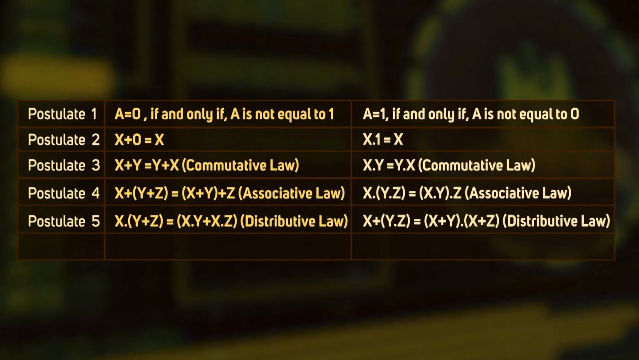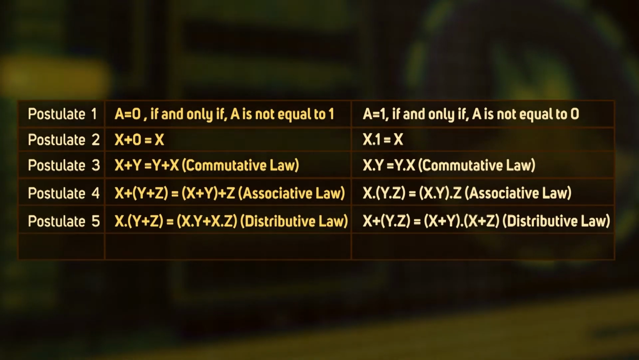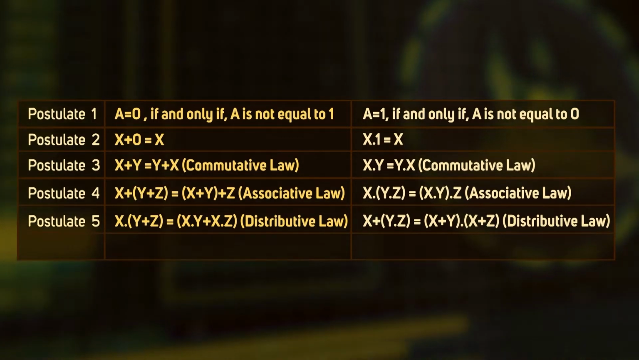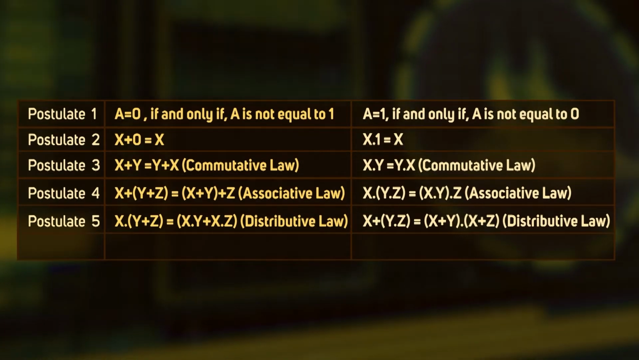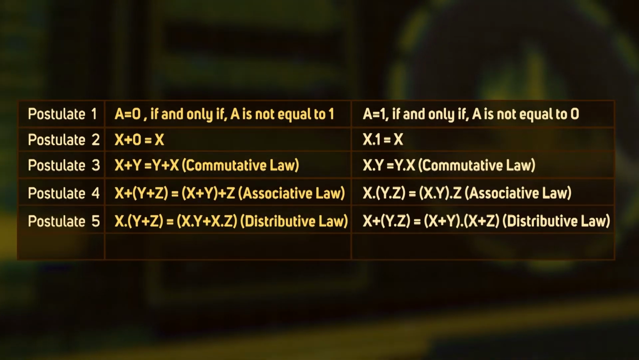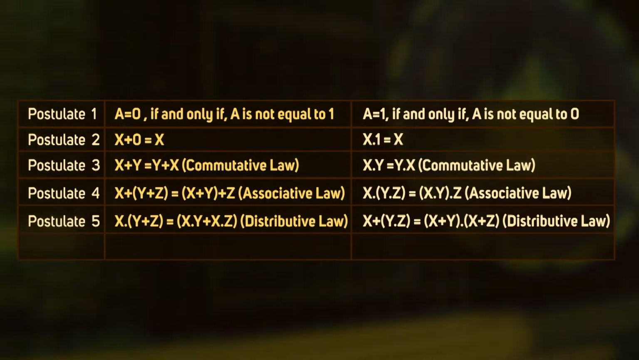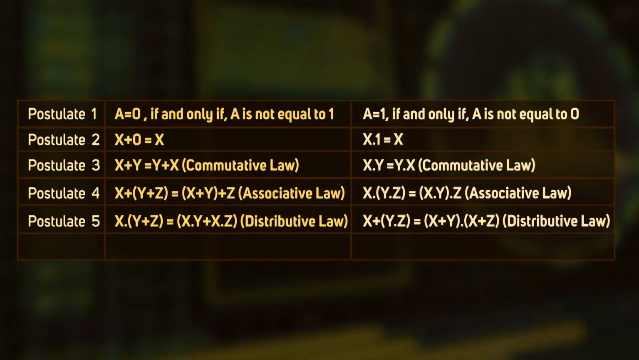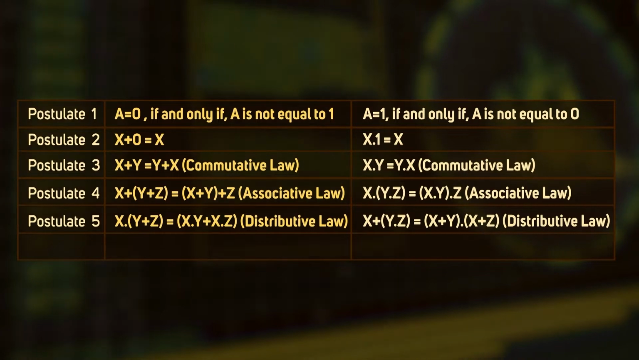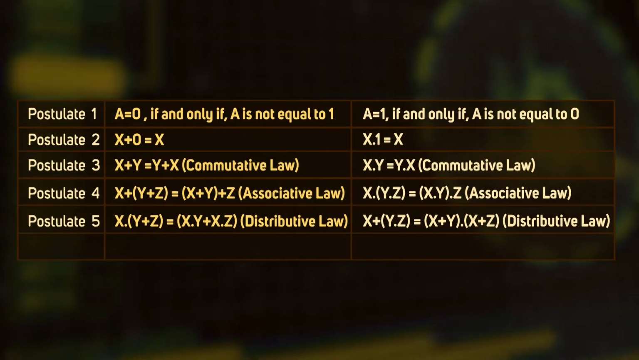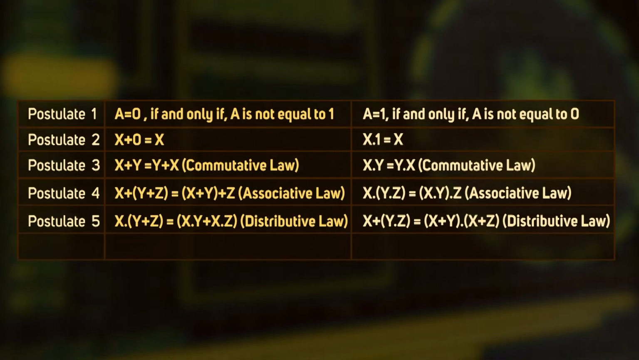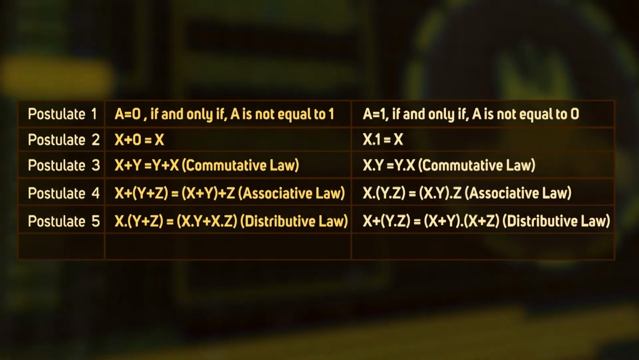Then distributive law, x dot (y plus z) equal to x dot y plus x dot z, and its dual x plus y dot z equal to (x plus y) dot (x plus z) also exists. That is, ANDing a variable by a group of ORed terms is the same as ANDing each term separately, then ORing them. This is distributive law.